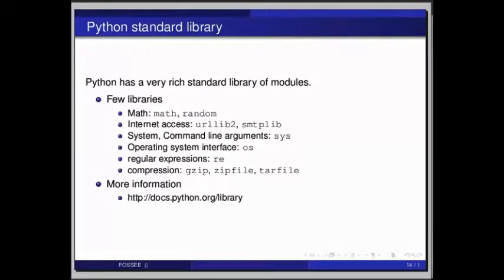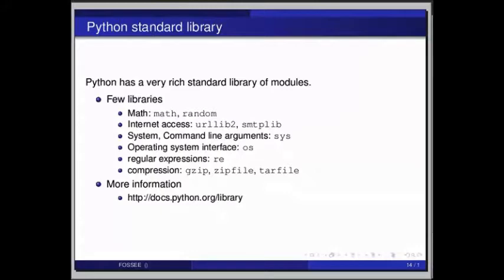Some of the standard modules are math for math, random for random numbers, urllib2 and smtplib for internet access, sys for system and command line arguments, os for operating system interface, re for regular expressions, gzip, zipfile, tarfile for compression, and there are a lot more. Find more information at the Python library reference. So you can visit http://docs.python.org/library. There are a lot of other modules like Pylab, SciPy, Mayavi, etc., which are not part of the standard Python library.